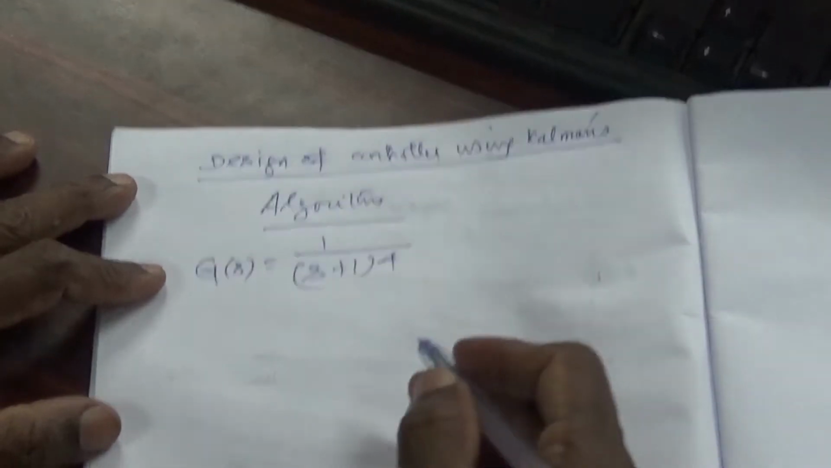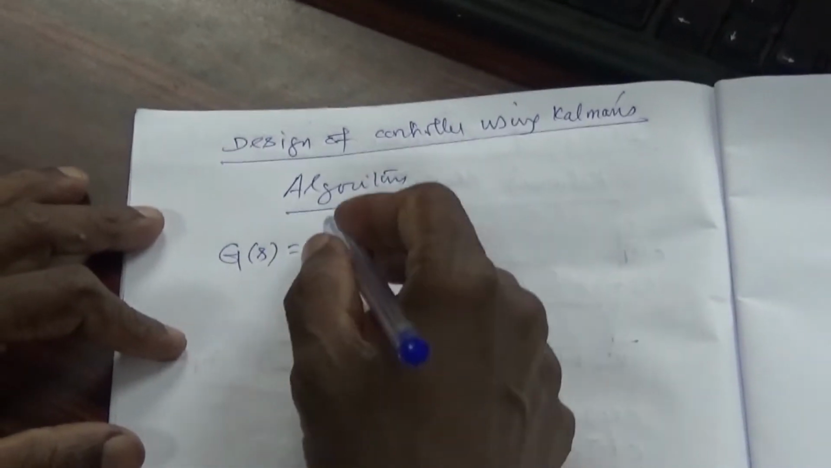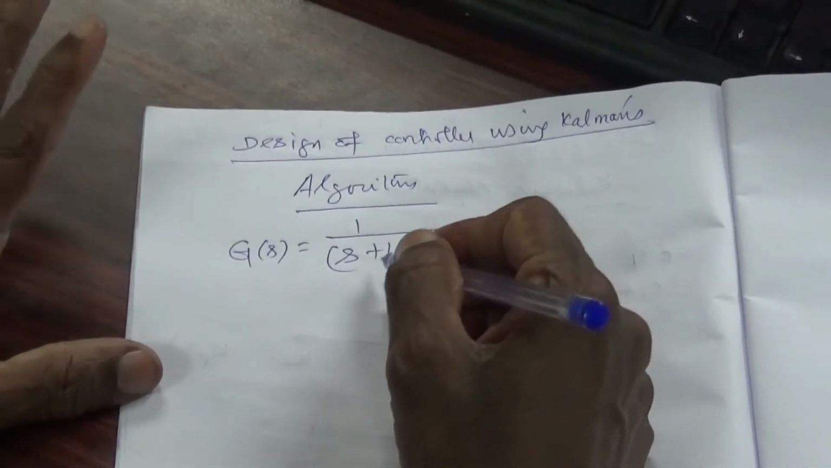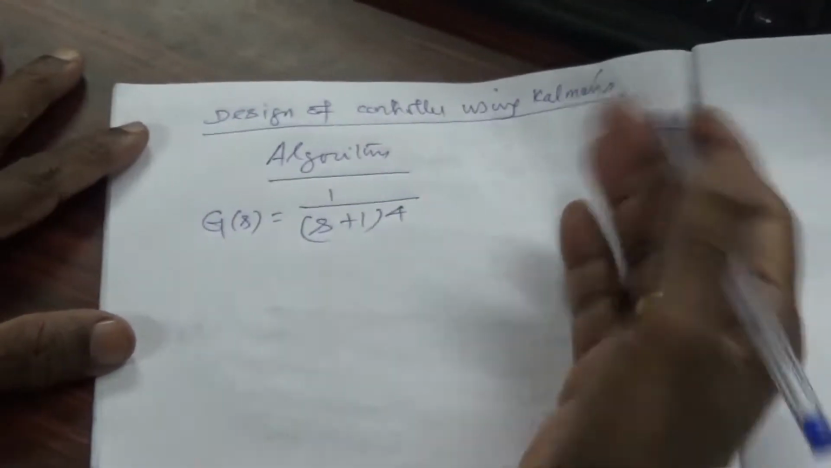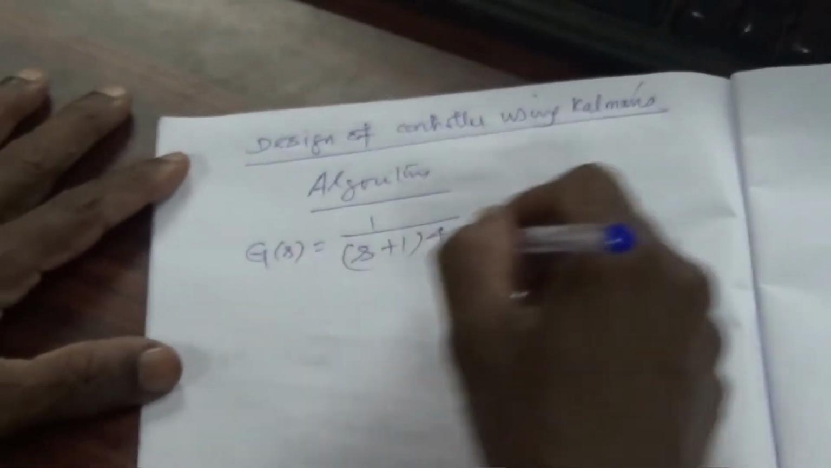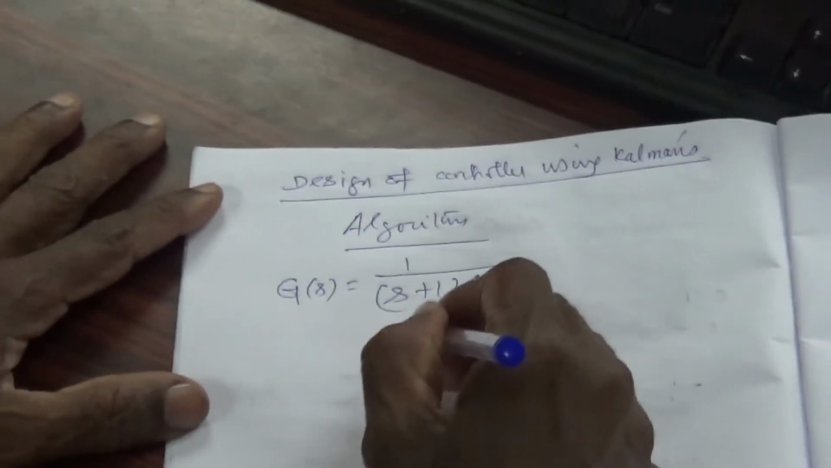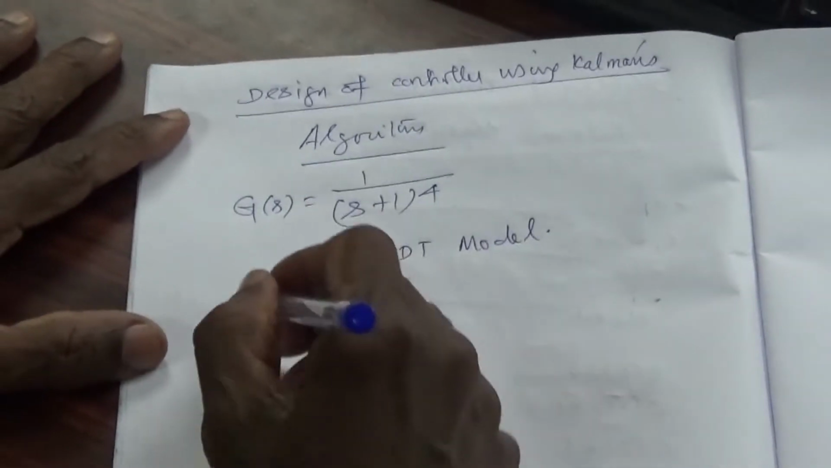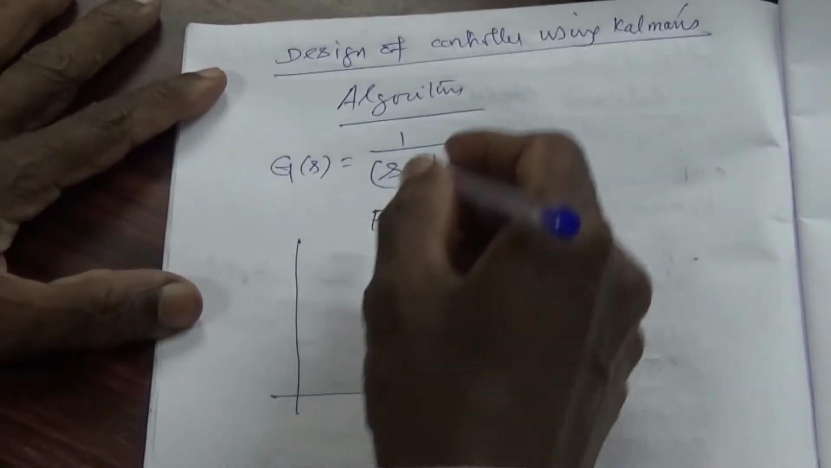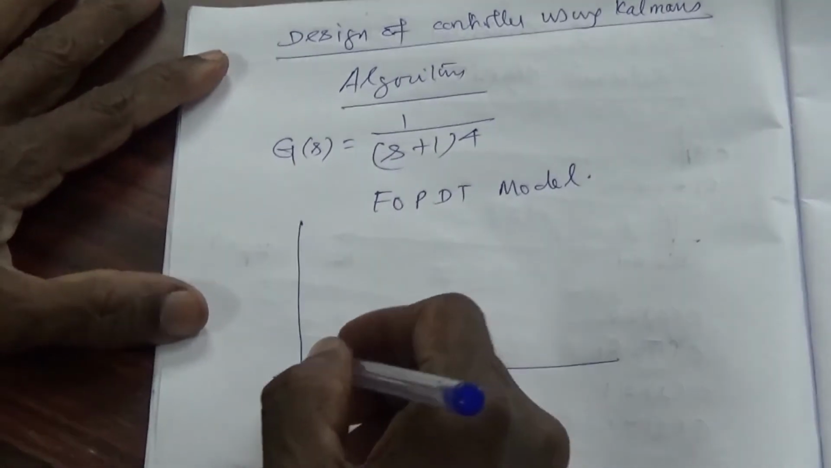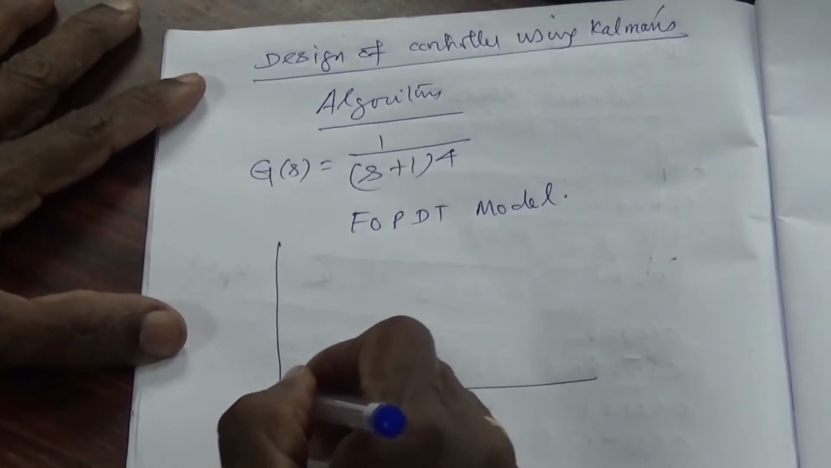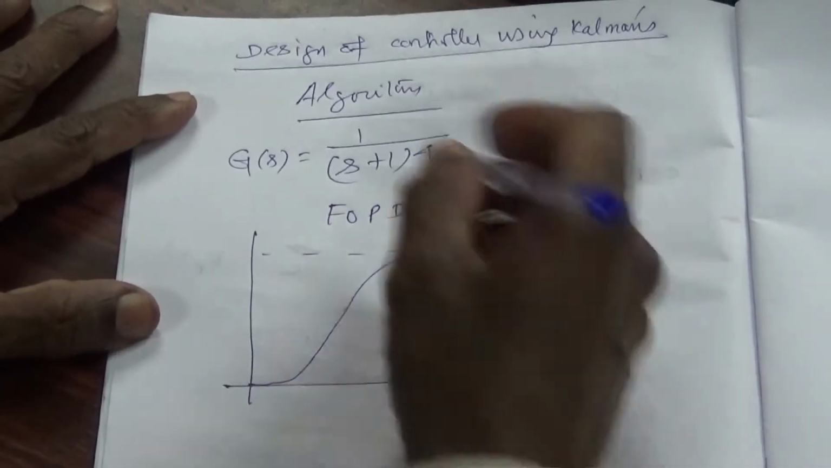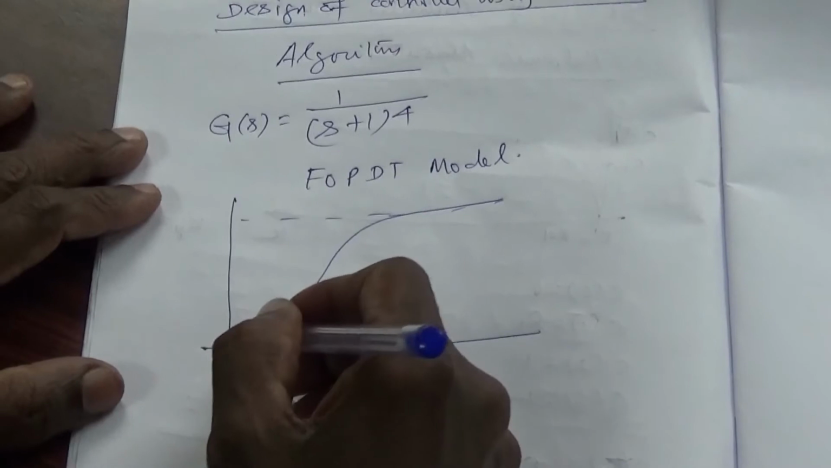To design this controller, first of all we have to obtain the mathematical model from the reaction curve. Because it is a fourth order process, we cannot use this expression to design the controller. A first order plus dead time model is required. That's why we are going to model this from the experimental data. First of all we have to obtain the reaction curve. So we got a reaction curve for this 1 by (s plus 1) to the power 4.